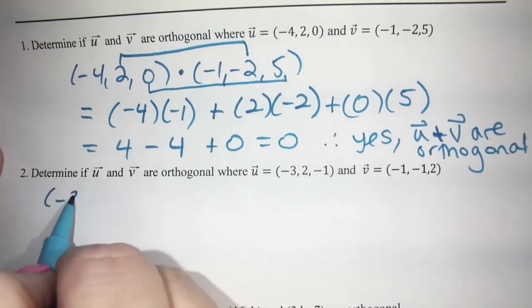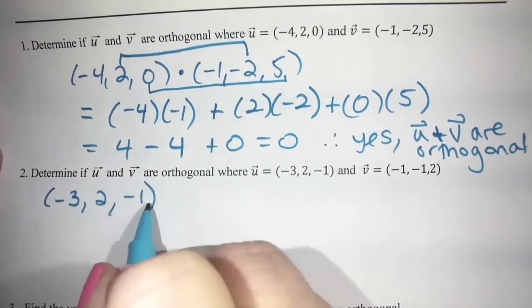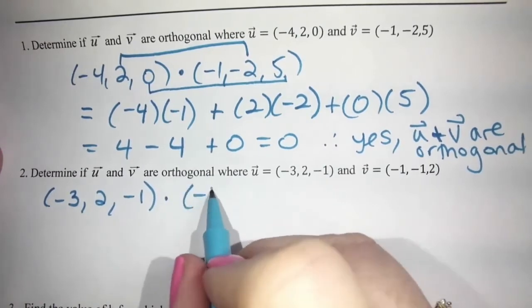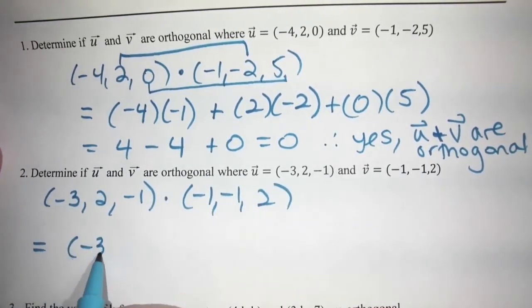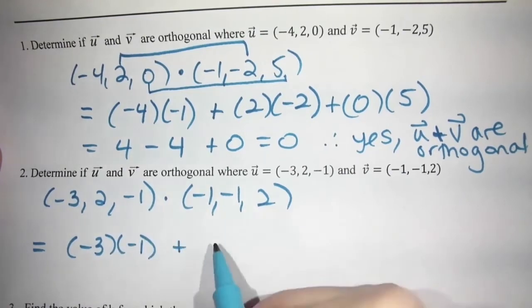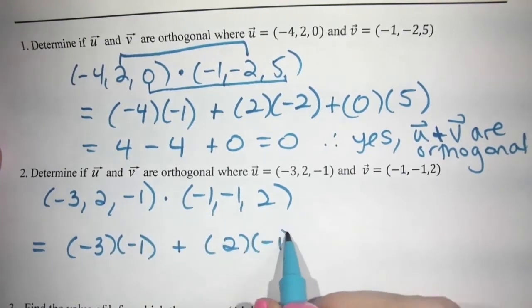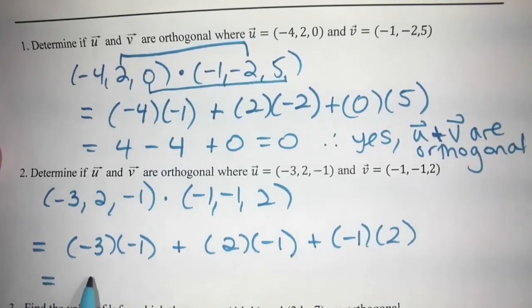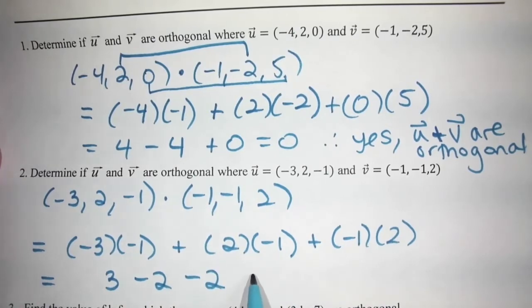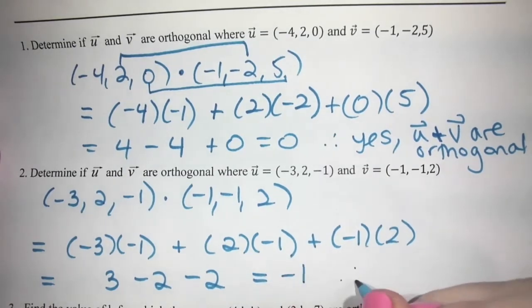Okay, so we write down u, -3, 2, -1, dot v, -1, -1, 2. We do the dot, so -3 times -1, plus 2 times -1, plus -1 times 2. And we end up with 3 minus 2 minus 2. So 3 minus 2 minus 2 is 3 take away 4, so this would be -1. And so therefore, no, u and v are not orthogonal.